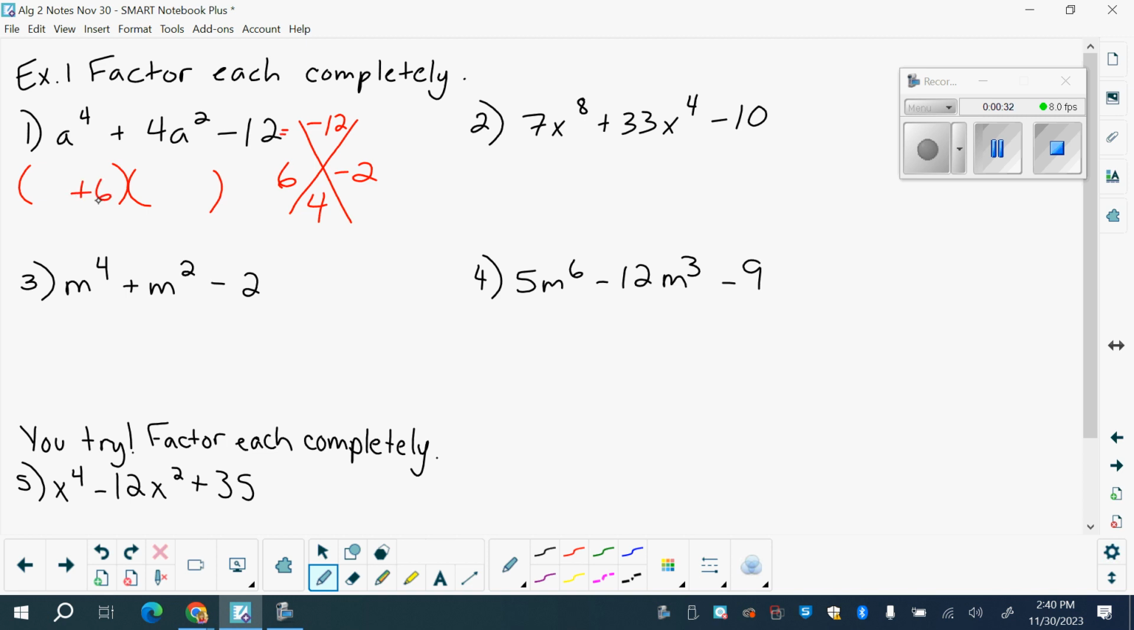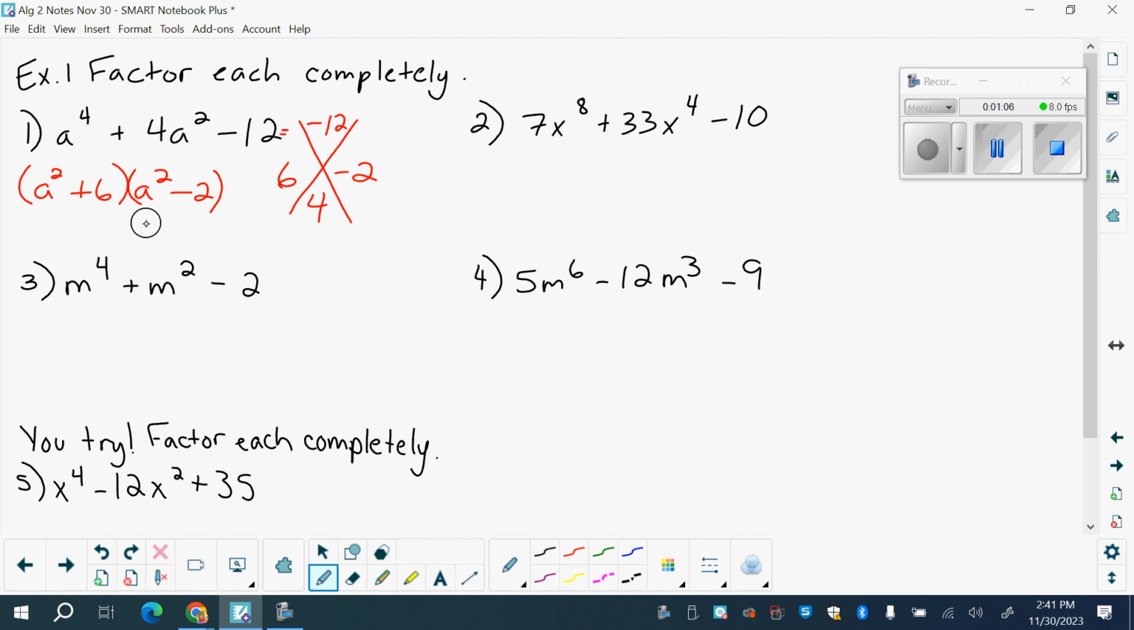A plus 6 and A minus 2. What do you think? A squared and a squared. So remember, when we multiply, we add those exponents. Those exponents have to add to 4 to give us a 4 there. And then when we multiply that out, we're getting a negative 2a squared and a positive 6a squared, which adds to the 4a squared, that middle exponent.